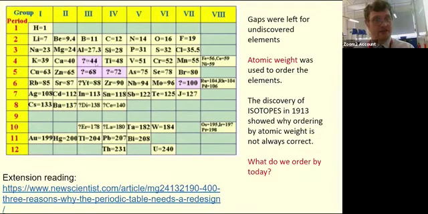He left the gap there, saying, well, there's going to be something there, and I think it's going to have a mass of about 44. So he made some predictions as well. He said it's going to behave similarly to boron and aluminium. It's probably going to be a metal, and it's going to weigh around about this much.